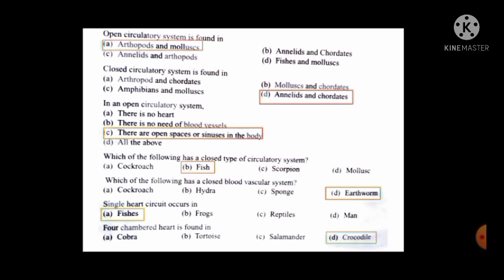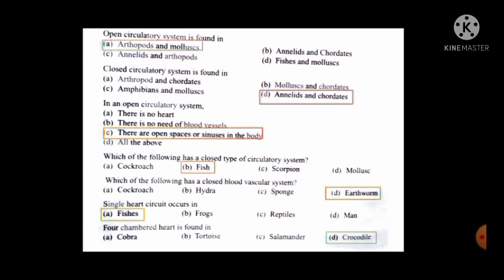Open circulatory system is found in arthropoda and mollusca. Closed circulatory system is found in annelida and chordates. In open circulatory system, there are open sacs or sinuses in the body. Which of the following has a closed type of circulatory system? Fish have a closed type of circulatory system.